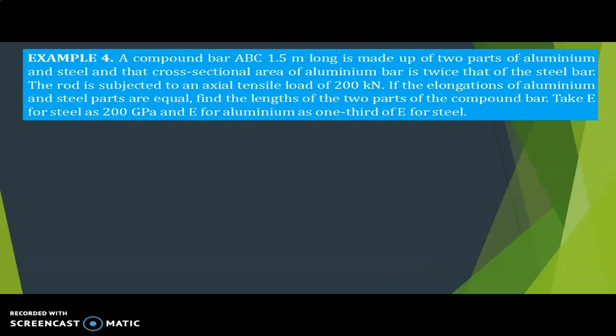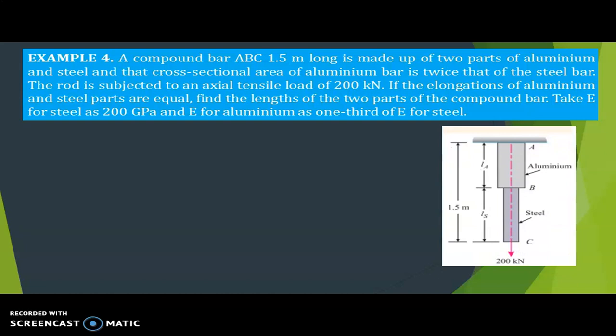Okay, see here, read the question properly. A compound bar ABC 1.5 meter long. See, this is the given 1.5 meter long, and the parts made up of two parts of aluminium and steel. So this is aluminium part and this is steel. Okay, the rod is subjected to an axial tensile load of 200 kilonewton.